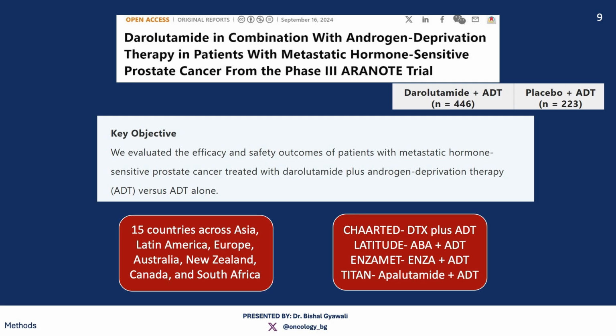The standard of care for these patients is ADT plus, it could be docetaxel based on the CHAARTED trial, it could be abiraterone based on LATITUDE, it could be enzalutamide based on ENZAMET, it could be apalutamide based on the TITAN trial. But ADT alone is not the standard of care, cannot be the standard of care. But this trial used ADT alone as the control arm. And again, I would argue that the patients in the control arm were clearly harmed as a result of participation in this trial.